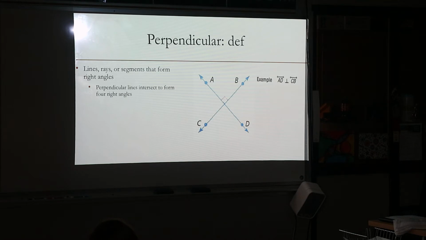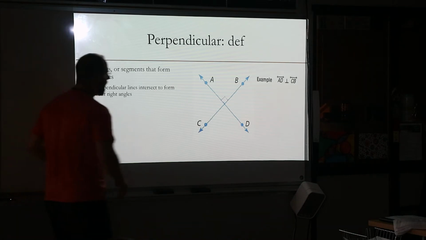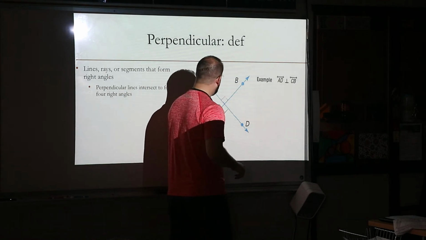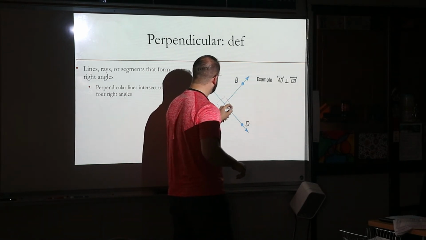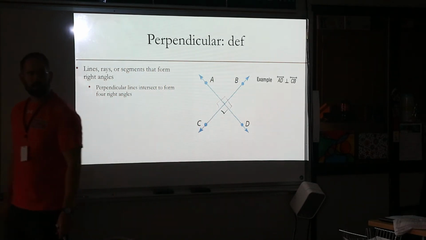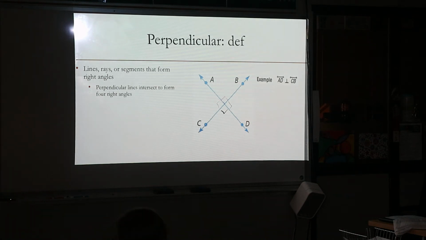Number 1, the perpendicular lines, when they intersect, when they cross, they form not just one right angle, because you see there is one box in that picture, right? But they form 4. There's actually 4 right angles in there. So if you wanted to, on this picture, you could actually fill in all of these boxes. You could fill them all in. But if you have one right angle, there's 4 of them around it. That's the first stipulation.